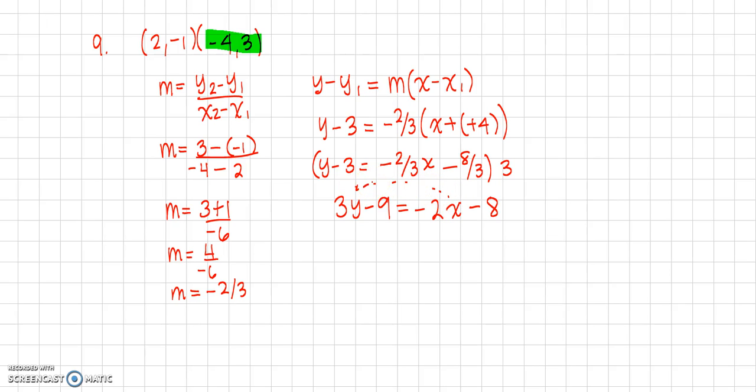I'm going to add 2x to both sides. So I have 2x plus 3y, and I'm going to move that negative 9 to the other side, so I'm going to add 9 and that equals 1. So 2x plus 3y equals 1, which is D.